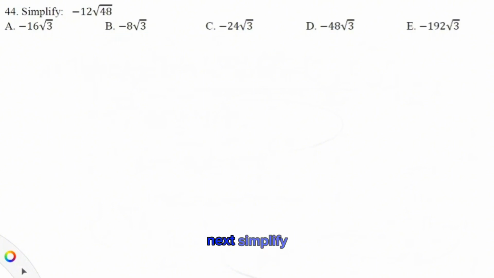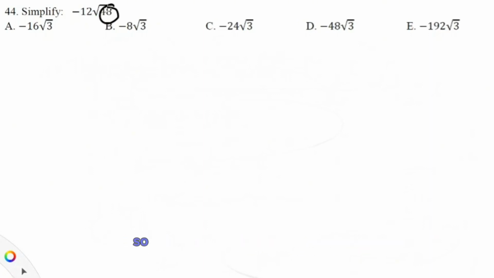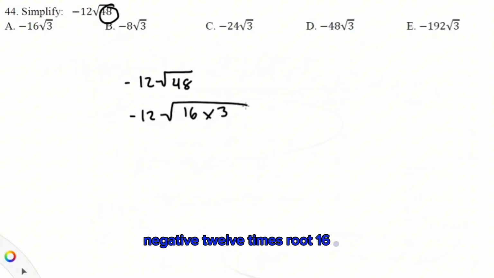Next, simplify negative 12 times the square root of 48. In a problem like this, where the number inside the square root, in this case 48, is not a perfect square, meaning it cannot easily be divided by a rational number, we'll have to break it down. So negative 12 times square root 48. 48 can be written as 16 times 3. So we can write this as negative 12 times root 16 times 3.